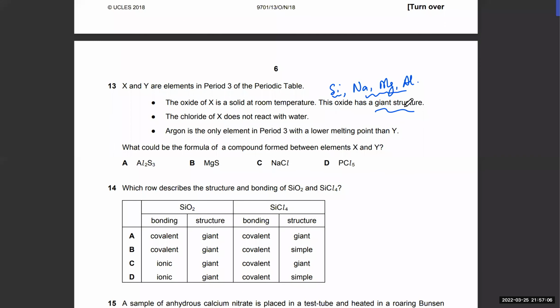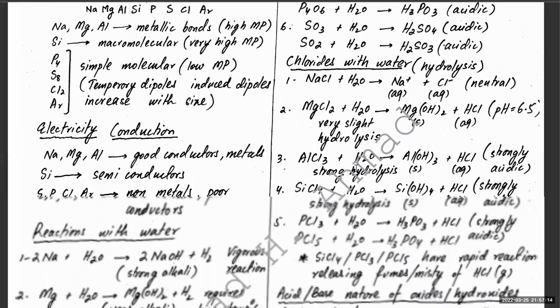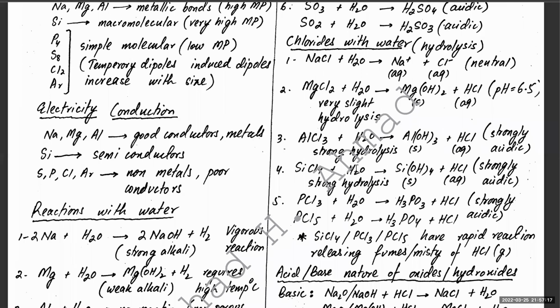So he didn't mention giant covalent, so that chloride of X does not react with water. So chloride does not react with water. Go back to the notes. Where's the reaction of chlorides with water? It does not react with water. Now you've got this option, NaCl. NaCl only dissolves, does not react with water.